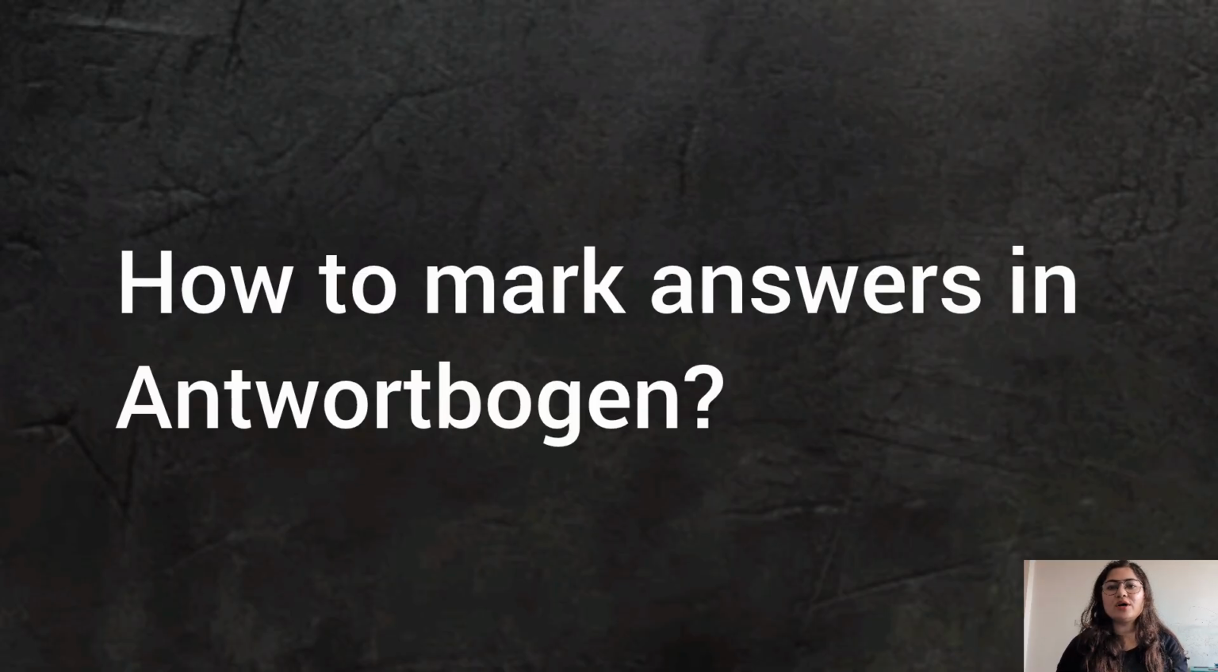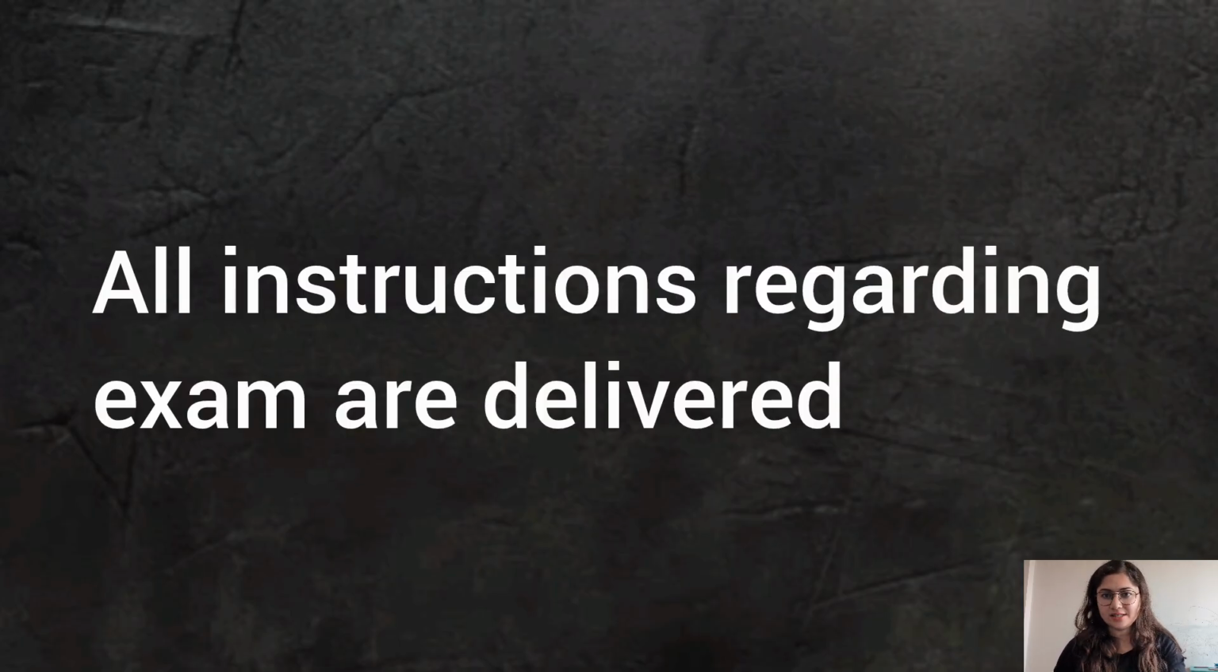Now if you have appeared for A1 and A2 Goethe exams already, you know how we are supposed to mark the answers correctly. But there are many students who are appearing for the B1 Goethe exam directly, and they do not know how to mark the answers correctly in the Antwortbogen. So they always ask me this question. So now I'm going to share how we do it. First of all, when you enter the exam hall, the invigilator is going to explain this to you very clearly. She is going to give you all the instructions about filling the Antwortbogen correctly.